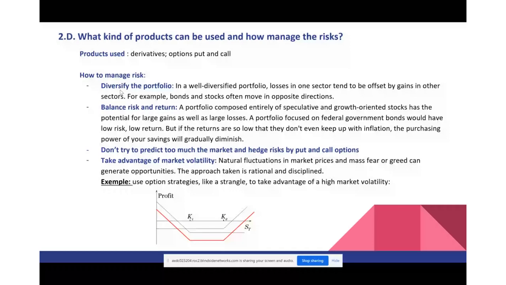Next slide, please. So what kind of products can be used and how to manage the risk? The products that can be used to mitigate risk are derivatives like options, put and call options. You can also use a combination of put and call options. We can also use swaps, which are a kind of derivative, and then we can also use insurance.